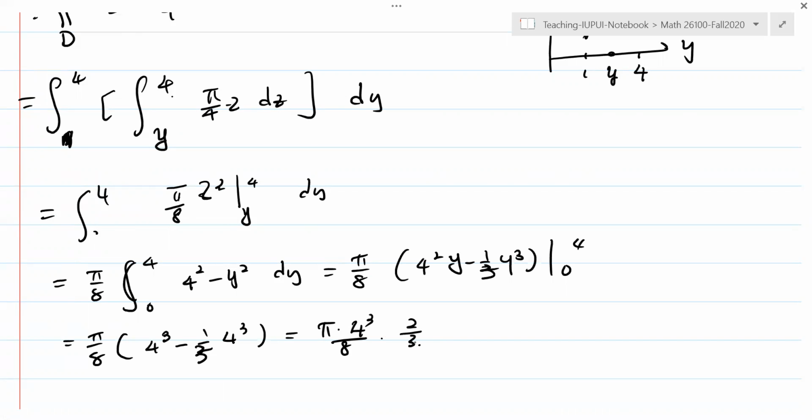Evaluate. Wait a minute, did I make a mistake? I think I made a mistake here, because the integral is from 1 to 4, so I have additional terms here.